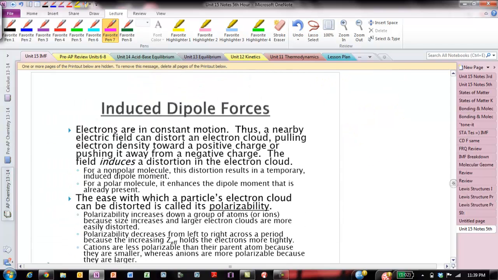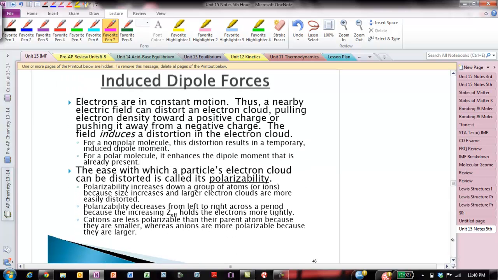Alright, so this next one is kind of odd. It's induced dipole forces. If you think about the word induced, the only place I ever think about it is with labor, and it means we force it to happen. So induced dipole means it's kind of forced to happen. And there's a couple ways that an electron cloud can be forced.